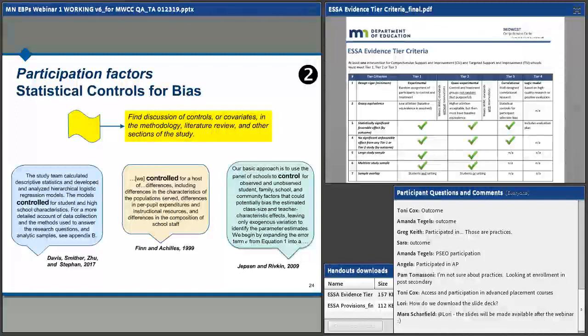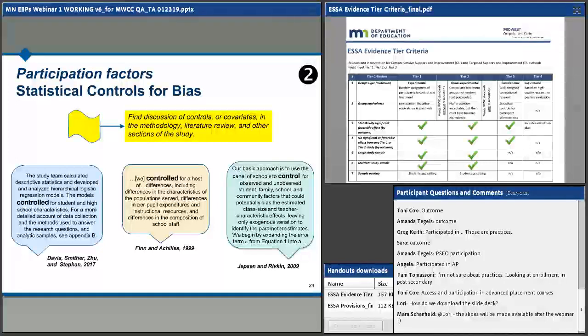You can look in the methodology section. You can look in the literature review. You can look in the introduction. And you're basically looking for language that talks directly about the controls. And you can see some of that language excerpted here. The model controlled for student and high school characteristics in the first comment balloon there.